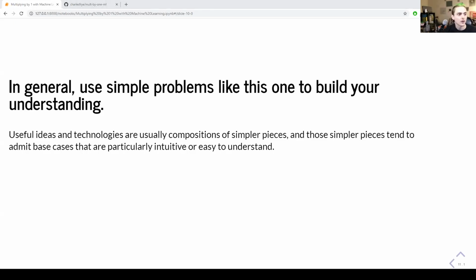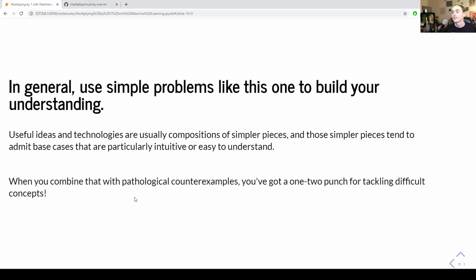And so, I guess the last thing is, of course, you want to combine that with pathological counterexamples. So, we've got an example like this where things are all looking nice, working nicely, and things are very straightforward and easy to work with. Then you've got your pathological counterexamples like the memorization task. And then you've got this nice one-two punch for tackling difficult concepts. And this general approach, I think, applies not just to machine learning, but more broadly in both software engineering and in math.